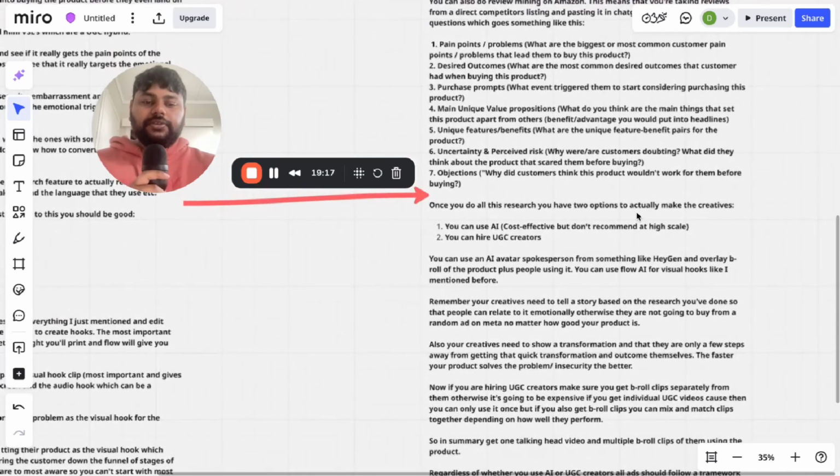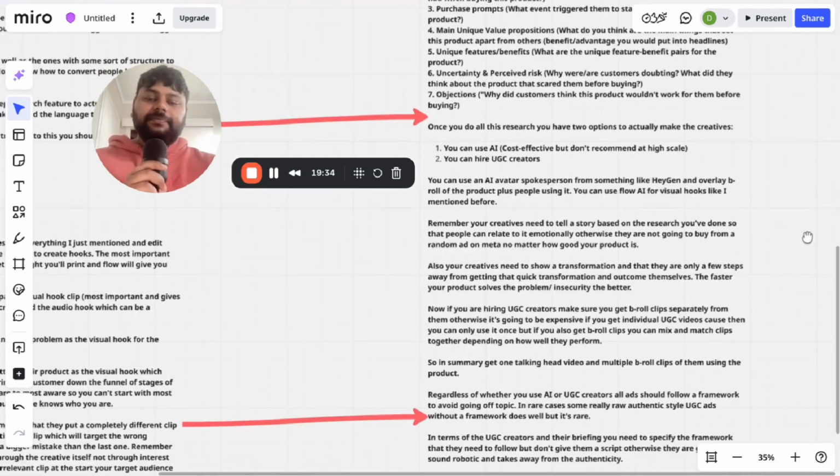So once you do all this research, you have literally two options to actually make the creatives, right? You can either use AI, which is cost effective, but I don't recommend it at high scale, or you can hire UGC creators, right? You can use an AI avatar spokesperson from something like HeyGen and overlay B-roll of the product plus people using it, right? You can use Flow AI for visual hooks, like I mentioned before.